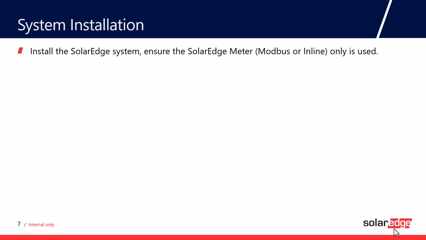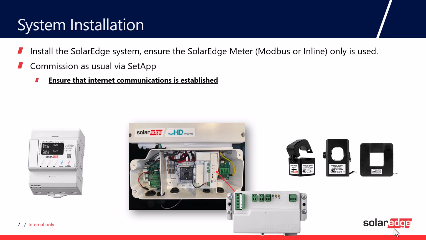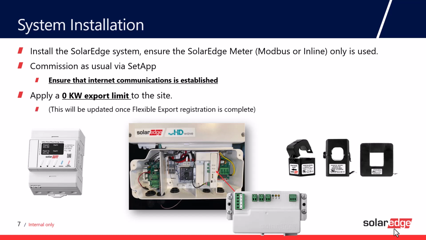But what's important is you need to ensure that the SolarEdge meter, either the Modbus or inline meter, is used. With our Home Hub inverters, the Modbus meter comes as part of the inverter, so for those systems all you need to do is add the CT. You then go through and commission the inverter as usual using SetApp, ensuring that the inverter has an internet connection, and then apply a zero export limit to the site before you leave site. This will be updated once Flexible Exports registration has been completed.